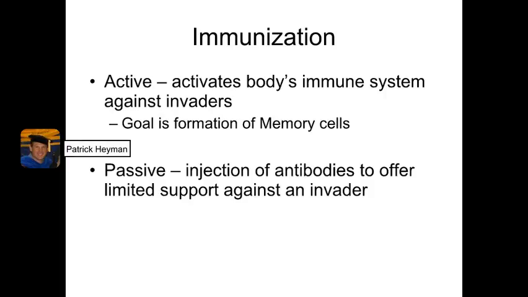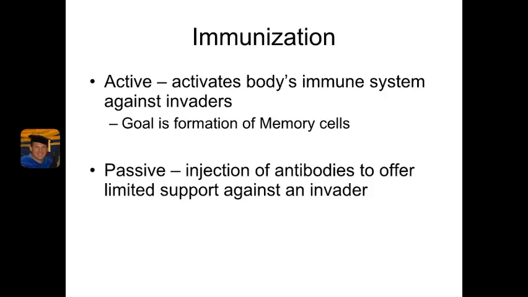Passive immunization, on the other hand, is the injection of antibodies to offer a limited support against an invader. An example here would be if a patient is exposed to rabies. If you try and give a patient a rabies shot or a rabies vaccine, where it's going to stimulate their own body to produce antibodies against rabies, by the time their body is producing the rabies antibodies, the patient will already be dead.